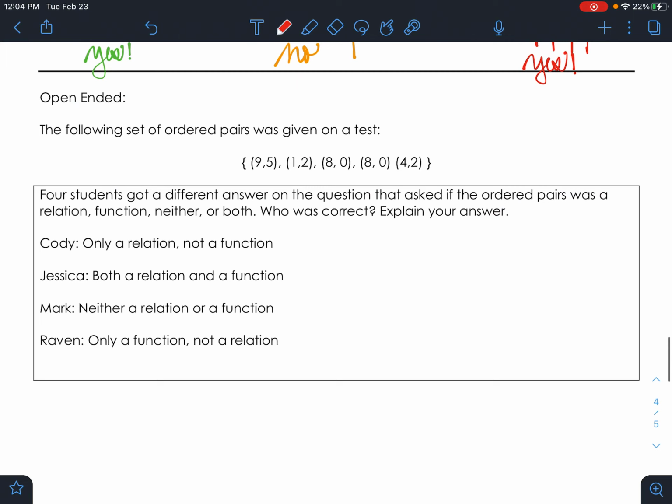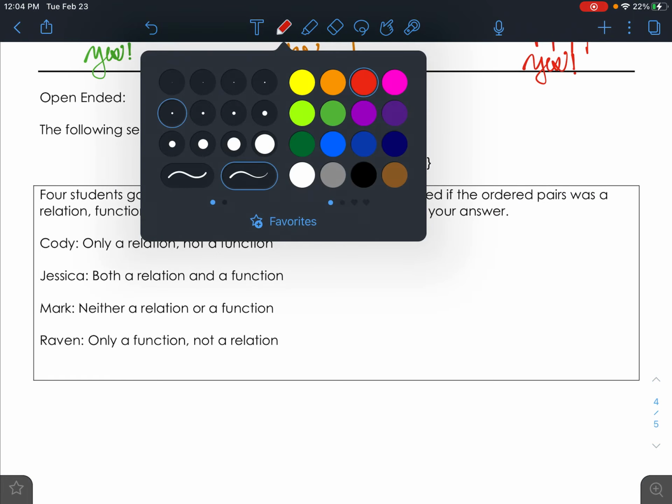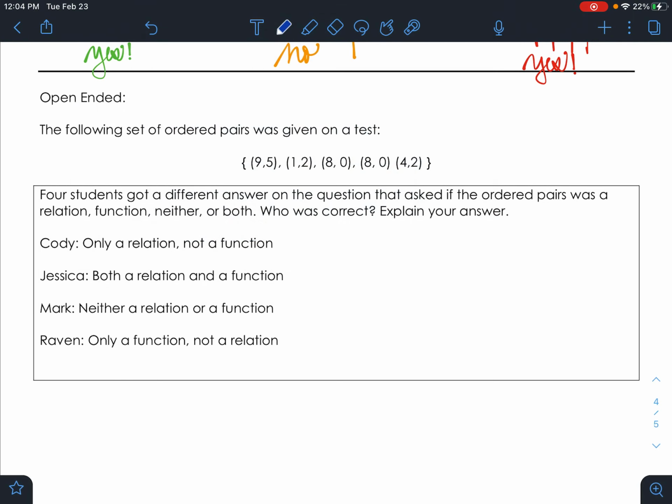All right, guys, so here we go. The last one says, the following set of ordered pairs were given on a test. And it says 4 students got a different answer on the question that asked if the ordered pairs were a relation, a function, neither, or both. Who was correct? Explain your answer. So this one's kind of tough. So here's what I'm going to say real quick.